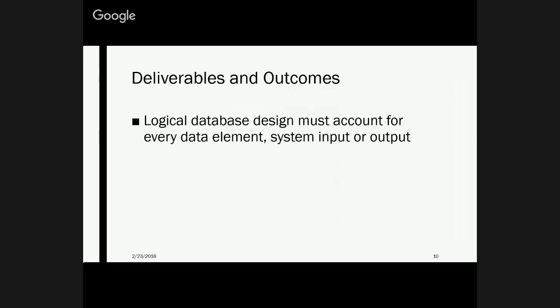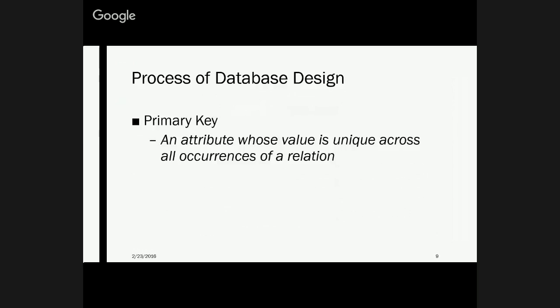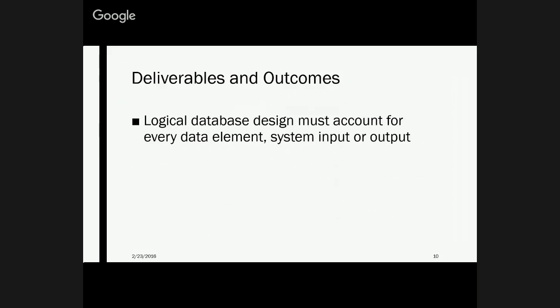All right, so deliverables and outcomes, and why the book kind of goes in the order it does, but primary key, and then we're going to talk about deliverables. So logical database design must account for every data element, system input, or output. And that can seem kind of overwhelming, right? Like you think about every website you use and every piece of data that goes in and out. I mean, it's a lot. The primary end result of this process is a set of normalized relations.